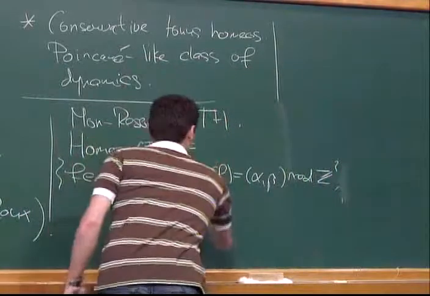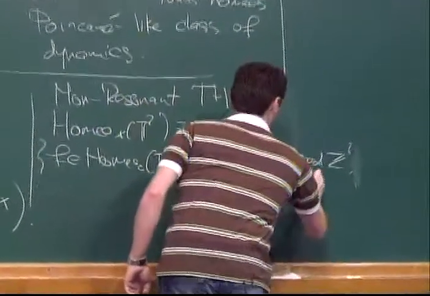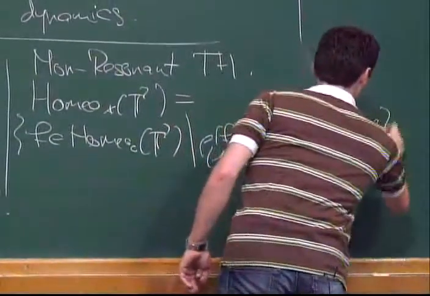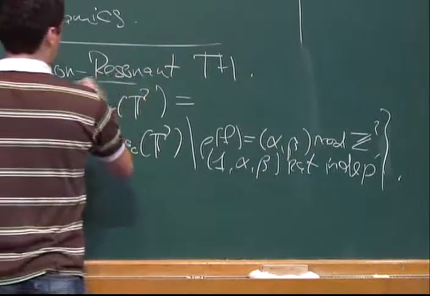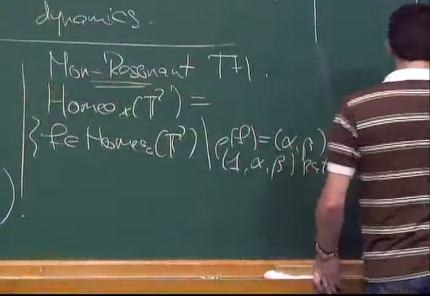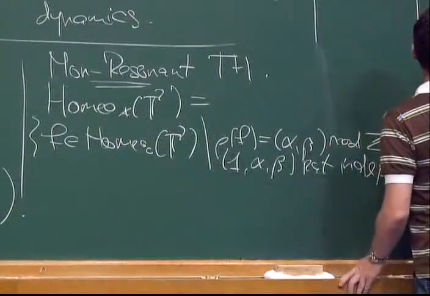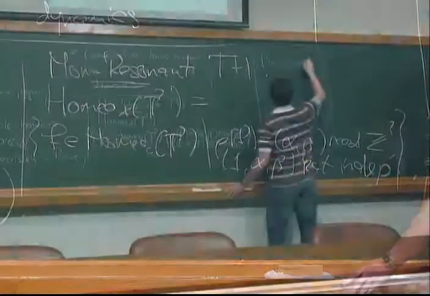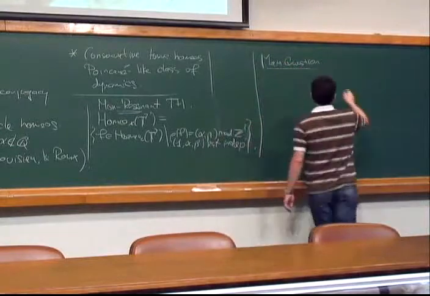Where by totally irrational I mean that 1, alpha, beta are rationally independent. So that's the class we'll focus on. Now what's the main question we want to answer? The main question here is: what are the possible minimal sets?